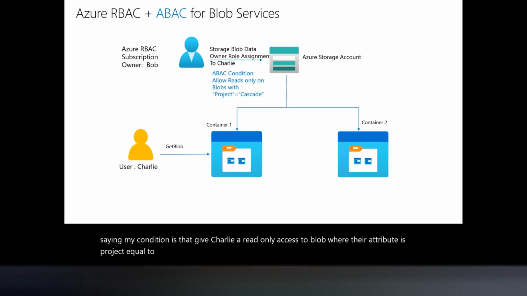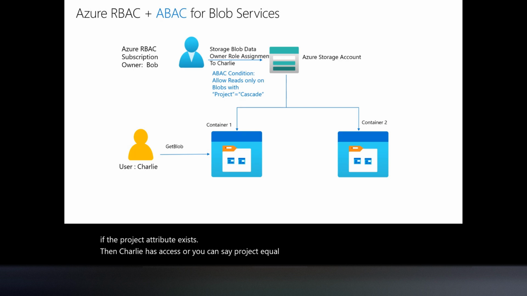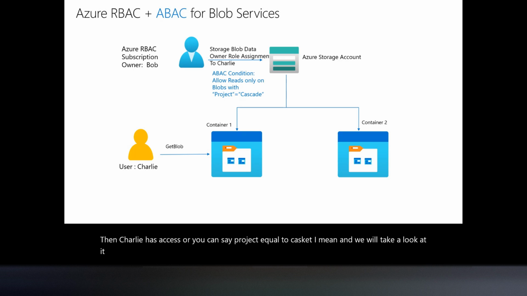And by the way, you can just give it on the attribute name as well. That is, if the project attribute exists, then Charlie has access. Or you can say project equal to Cascade. We will take a look at it once we go through the demo. Just bear with me for a few minutes.